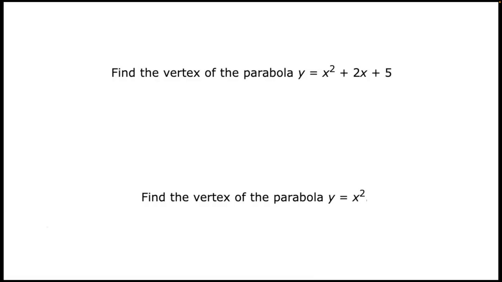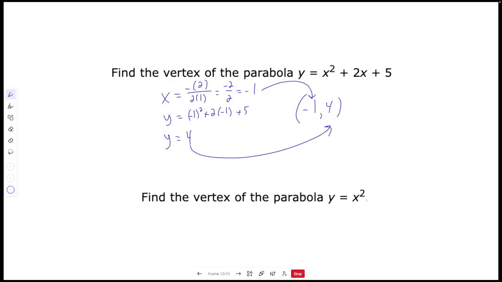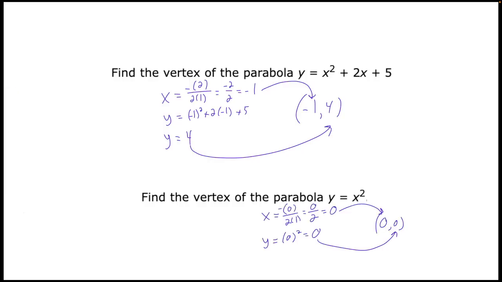Okay, now that you've had time to work these problems, let's check your solutions. Okay, for the first problem, you should have gotten negative 1 comma 4. Here's the work if you want to check yourself. And for the second problem, you should have gotten 0 comma 0.